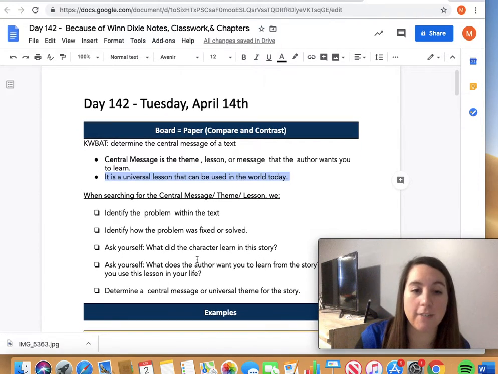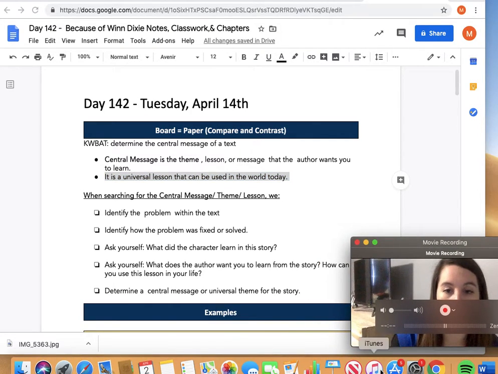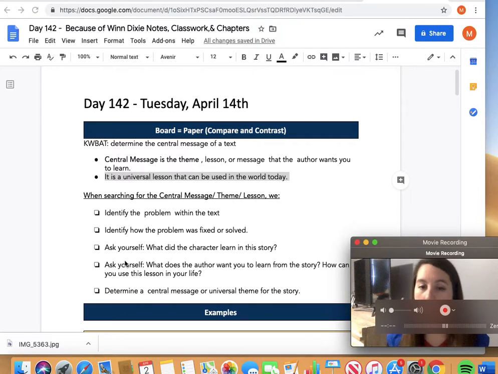So the steps to identify the central message are right down here. The first step is you need to identify the problem within the text. Then you can identify how the problem was fixed or solved. When you're done identifying the problem and the solution, if there is a solution, sometimes there's not a solution, then you skip that step.